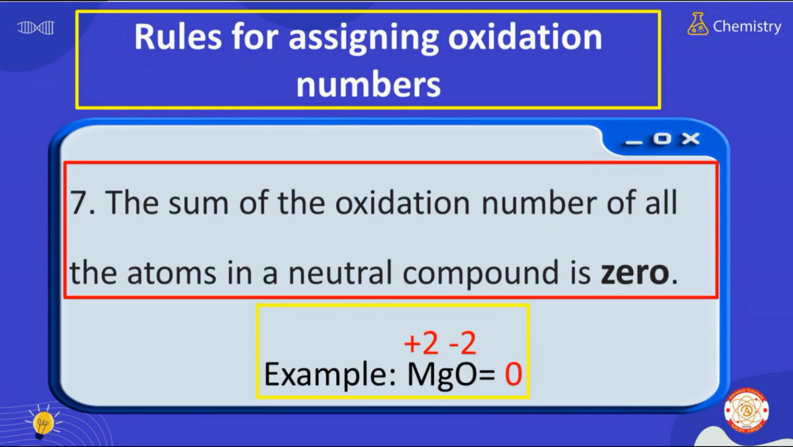Rule number 7. The sum of the oxidation numbers of all the atoms in a neutral compound is 0.